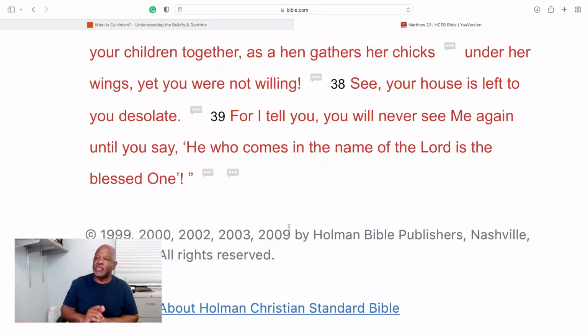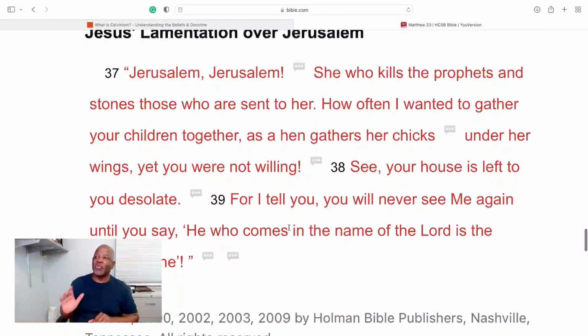For I tell you, you will never see me again until you say, "Blessed is he who comes in the name of the Lord." All right, so let's talk about this now. If he is referring to only the Pharisees here, as he tries to say, because the reason they don't like this is when he says, "How often I wanted to gather your children as a hen gathers her chicks." Now, he would say this refers only to the Jewish leaders here.